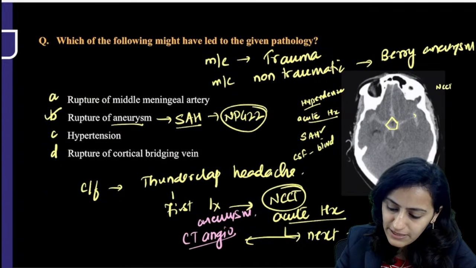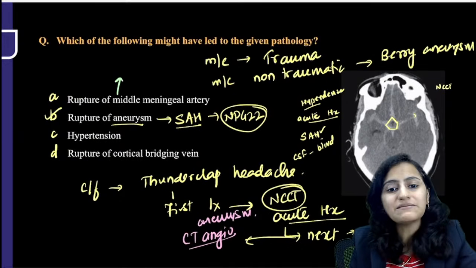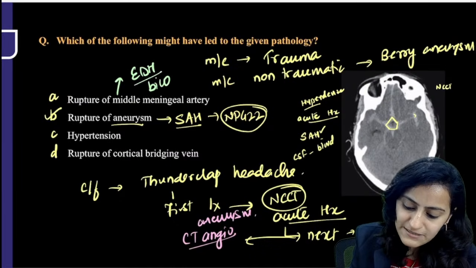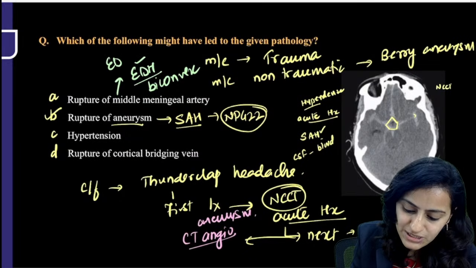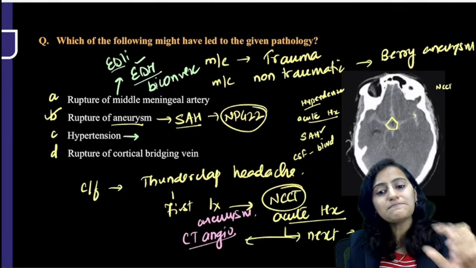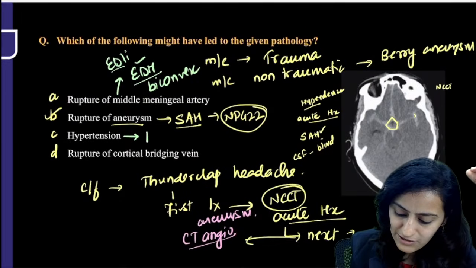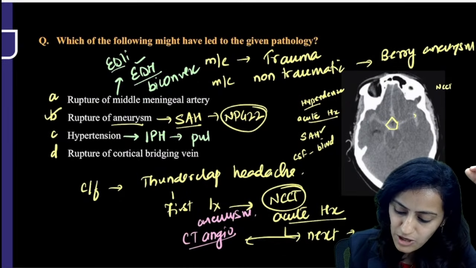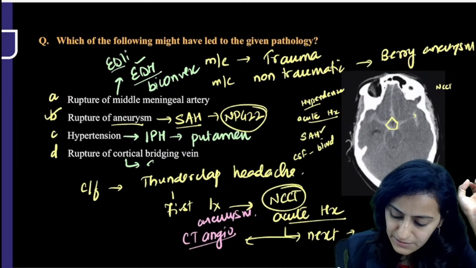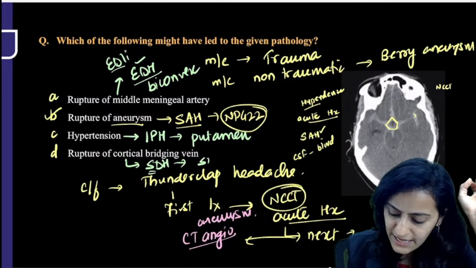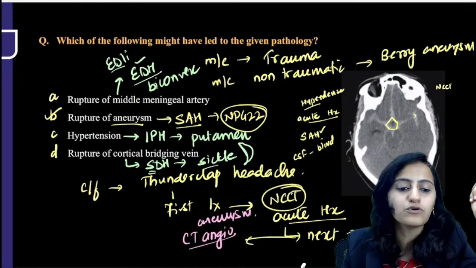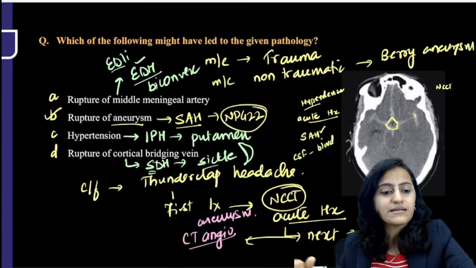Let us quickly have a look at the other options also. Rupture of middle meningeal artery would lead to EDH, extradural hemorrhage, that has biconvex shape. Remember, EDH is lens shaped. Hypertension is a cause of intraparenchymal hemorrhage, most common site being putamen. Rupture of cortical bridging vein leads to SDH. S for sickle shape, that is sickle shape or crescent shape or concavo-convex shape. So those are the various hemorrhages.